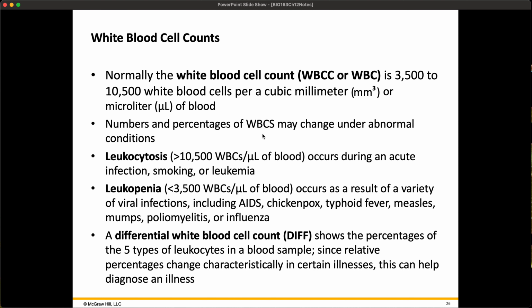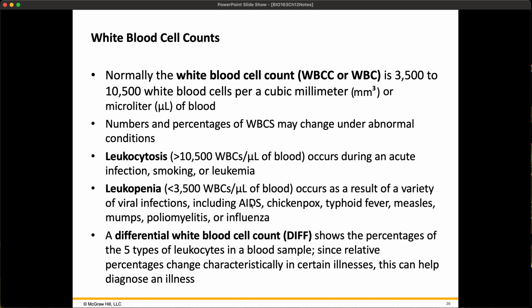Those numbers can change. They can increase or decrease under abnormal conditions. Leukocytosis, that means an increase in your leukocytes. Things like acute infections, smoking, and leukemia can cause an increase in your white blood cell count. Leukopenia, that's a decrease in your white blood cell count. Some viral infections, including AIDS, chickenpox, measles, influenza, things like that, can actually start to decrease the white blood cell count. That's what AIDS is, acquired immune deficiency syndrome.